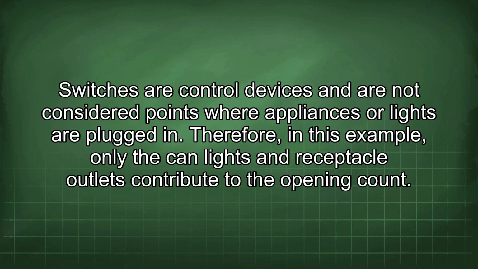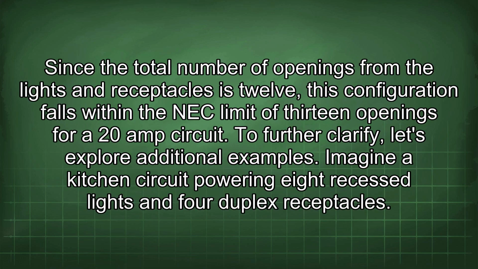Switches are control devices and are not considered points where appliances or lights are plugged in. Therefore, in this example, only the can lights and receptacle outlets contribute to the opening count. Since the total number of openings from the lights and receptacles is 12, this configuration falls within the NEC limit of 13 openings for a 20 amp circuit. To further clarify, let's explore additional examples.